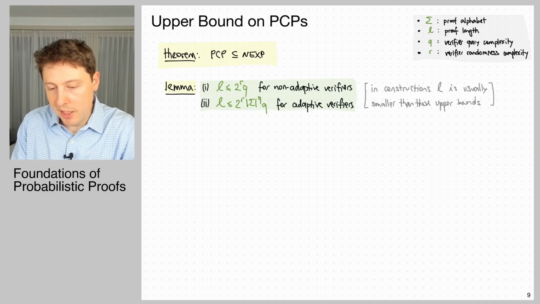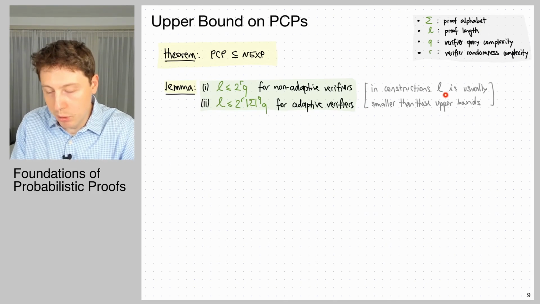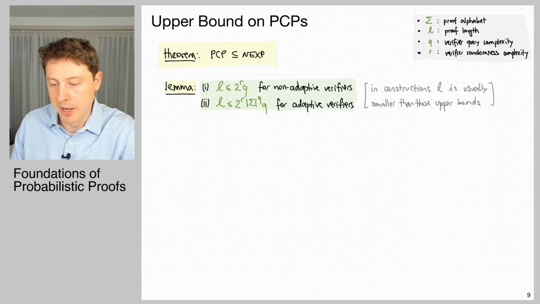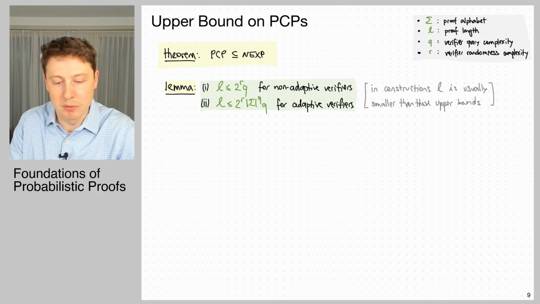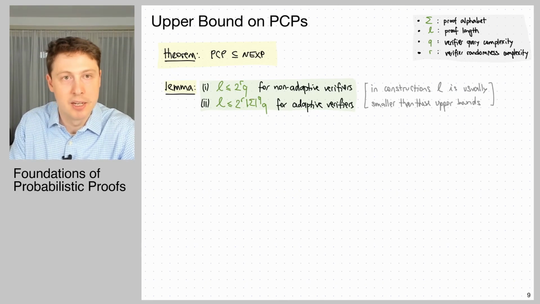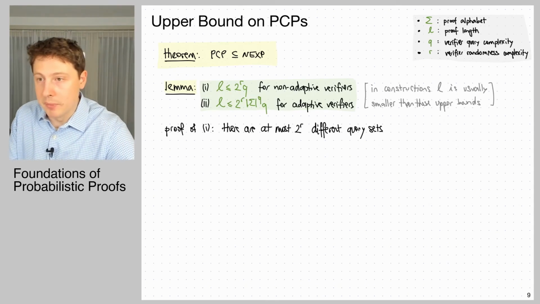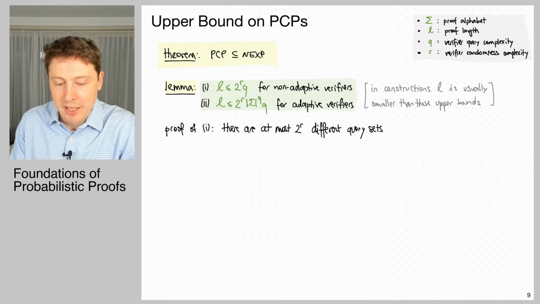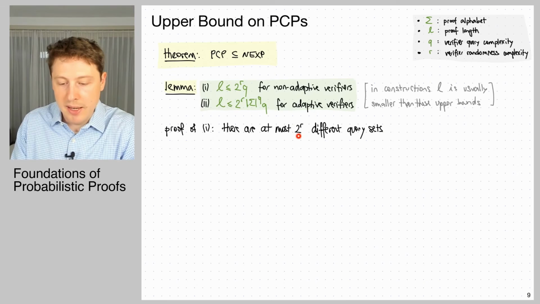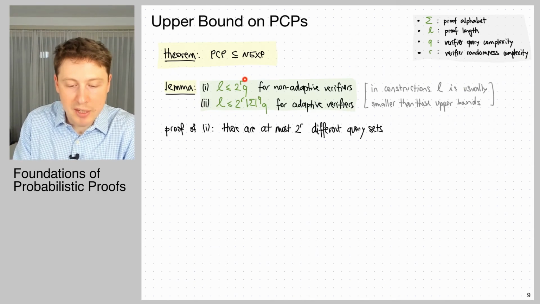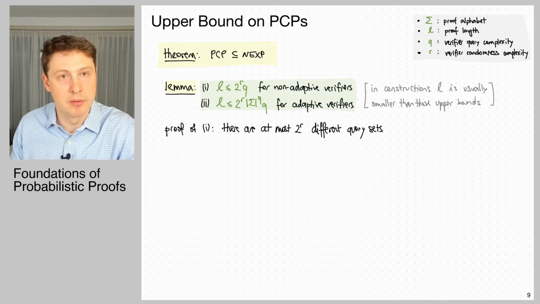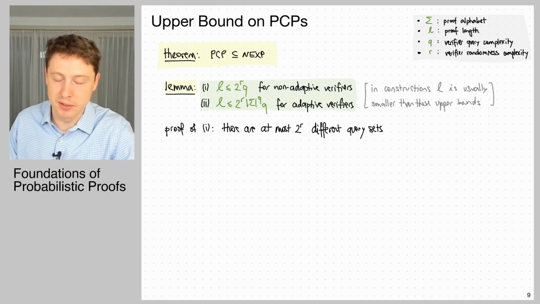I should also say that typically in constructions, the proof that you write down by engineering the proof system is a specific length because you designed it that way, and usually the length will be much less than these quantities. But this is saying, in the worst case, there is really no need to be longer than that. Now for the first item, if you have randomness r, then there's at most 2 to the r different query sets, and each query set will have size q. So there's no need to write down a proof that is longer than 2 to the r times q, right? So that is for non-adaptive verifiers.